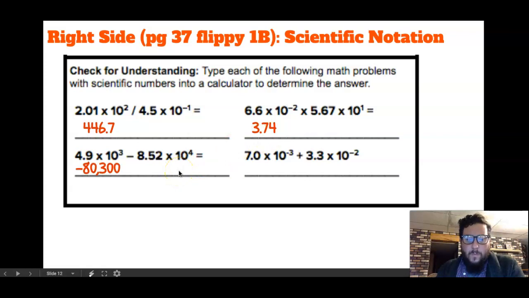The subtraction problem, we should get negative 80,300. So we would type 4.9, second E, 3, minus 8.52, second E, 4, and we'll get this answer. Notice that we don't need to type times or 10 or use the exponent function again. And we don't have to worry about parentheses either. There's one more question here. We should get an answer of 0.04. To type that in, we would type 7.0, second E, negative 3, plus 3.3, second E, negative 2. And we should get this answer in our calculator.